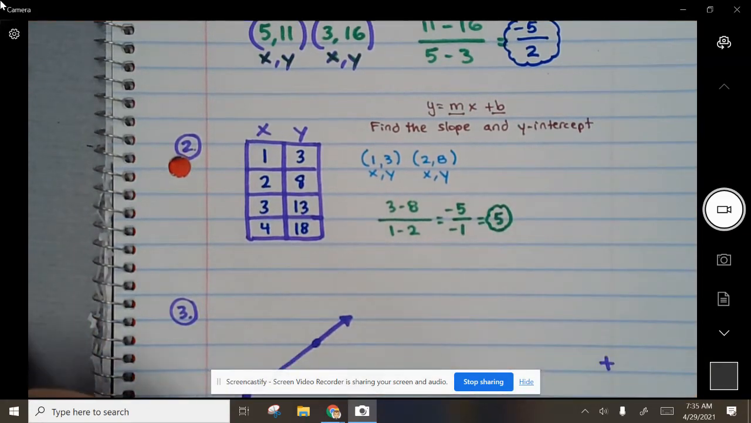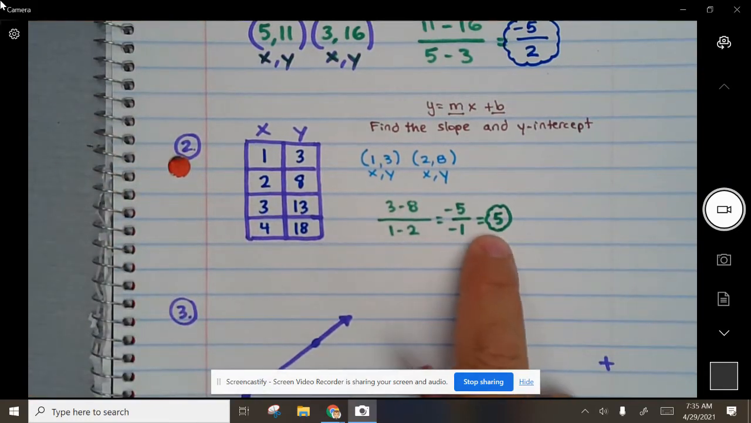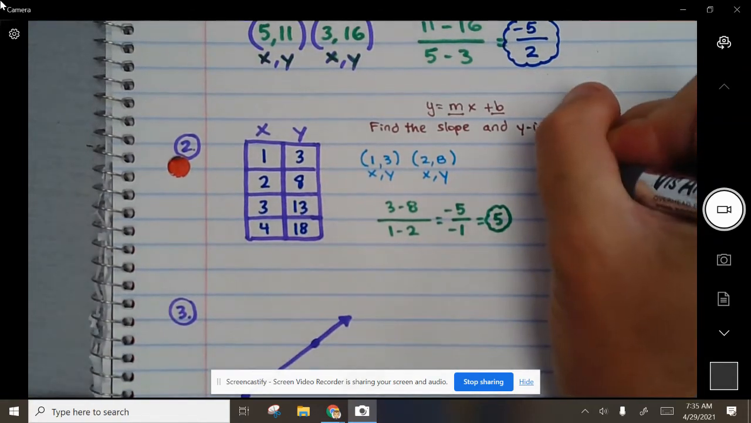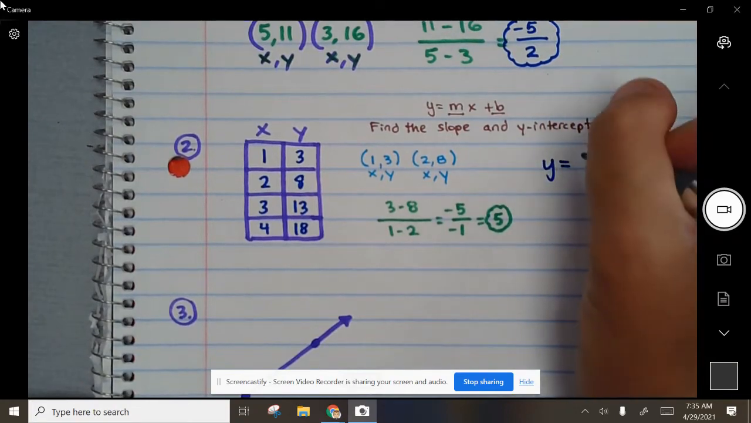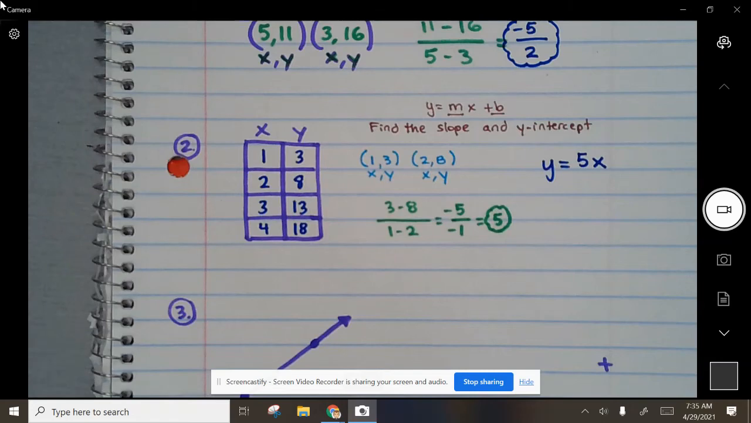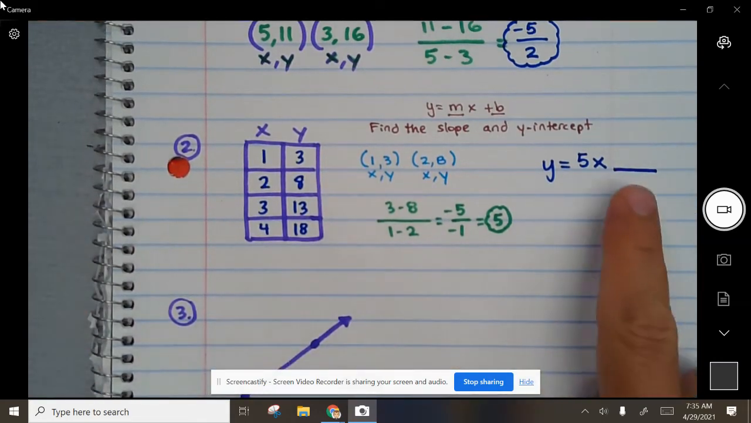So if this was a multiple choice assessment or quiz, you already have half your answer. You know right away, where should I write the equation? I'm going to write the equation right here. I'm going to write y equals, you already know, 5x. Okay, but you're still looking for your y-intercept. Where does it touch the y?